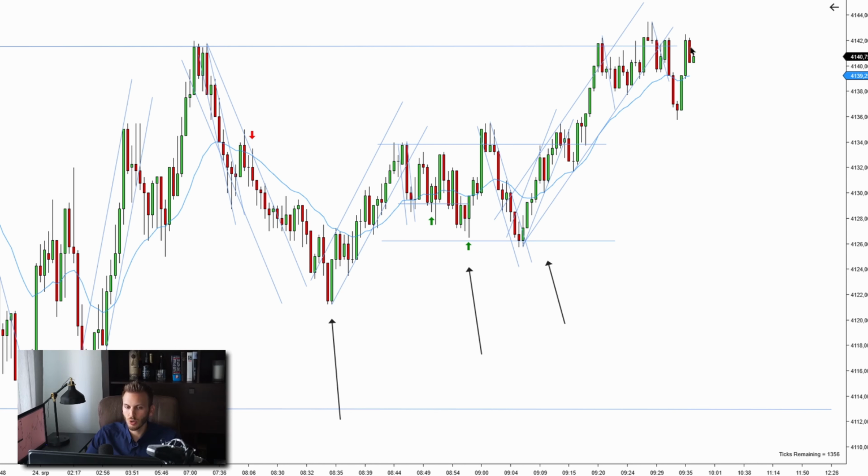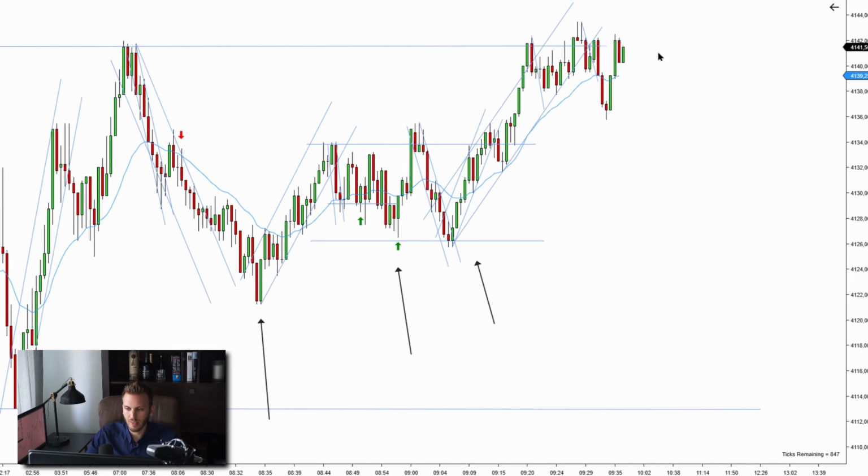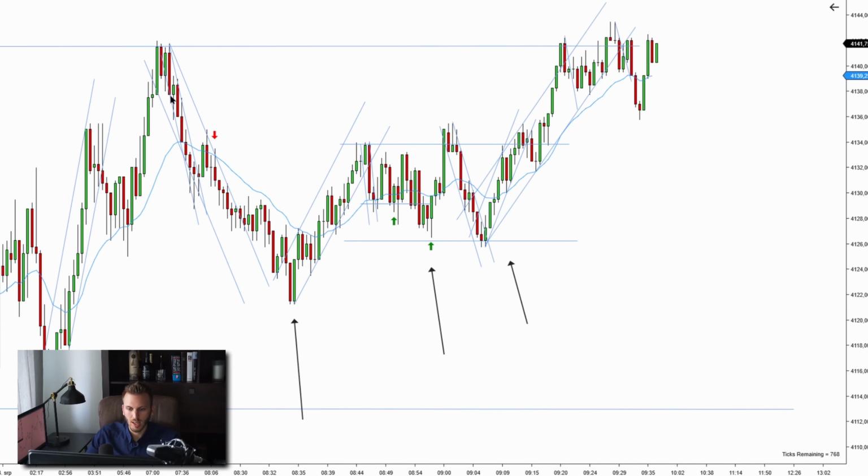I don't really want to go long directly into these highs, but I don't want to sell just yet as well. I think we will break higher and then eventually prices will pull back because we are in a trading range structure and most breakouts of trading ranges will fail eventually.